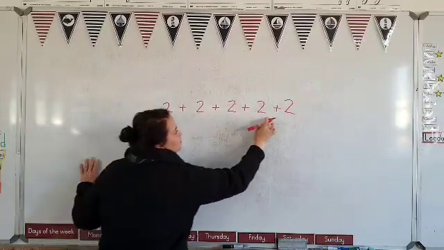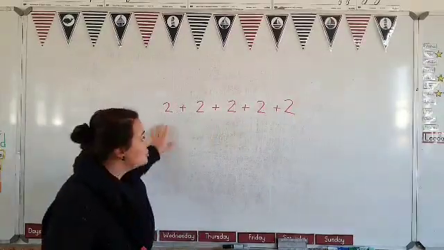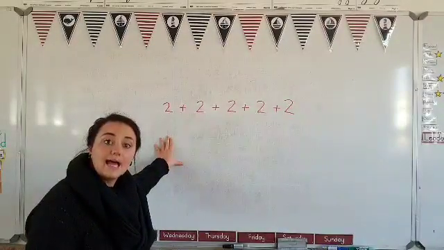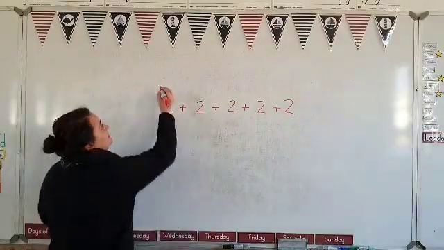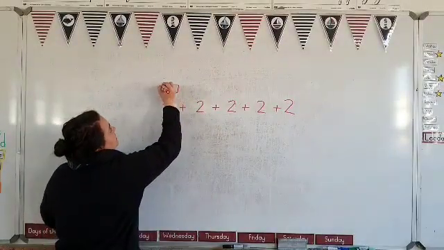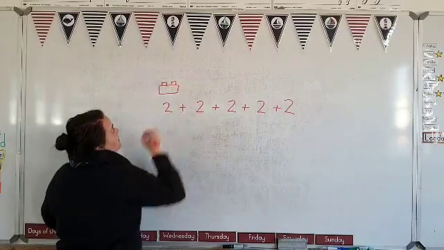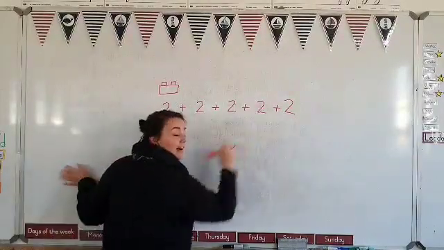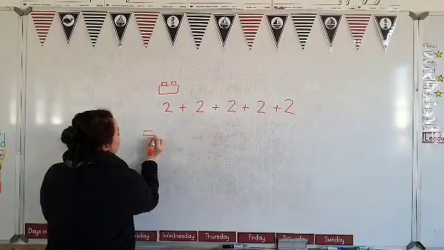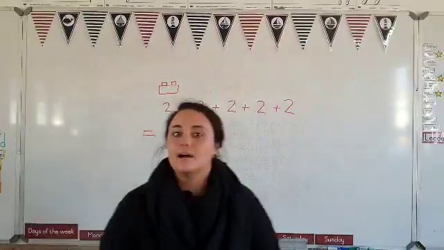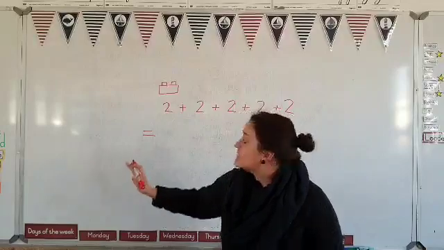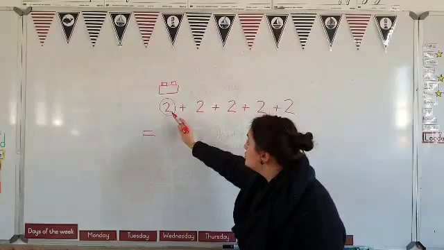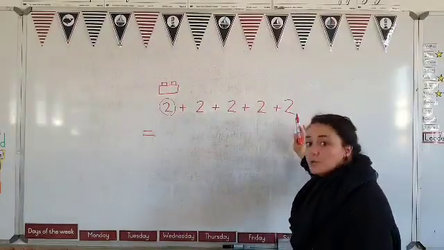1, 2, 3, 4, 5. Why 5 twos? Because there are 5 tables and each table has 2 chairs. If it helps, you can draw a picture to make you understand better. 1 table, 2 chairs. That's why we have 5. Okay. Now, what can you see? What's happening here? We can see that the number 2 is repeating. 2, 2, 2, 2, 2.